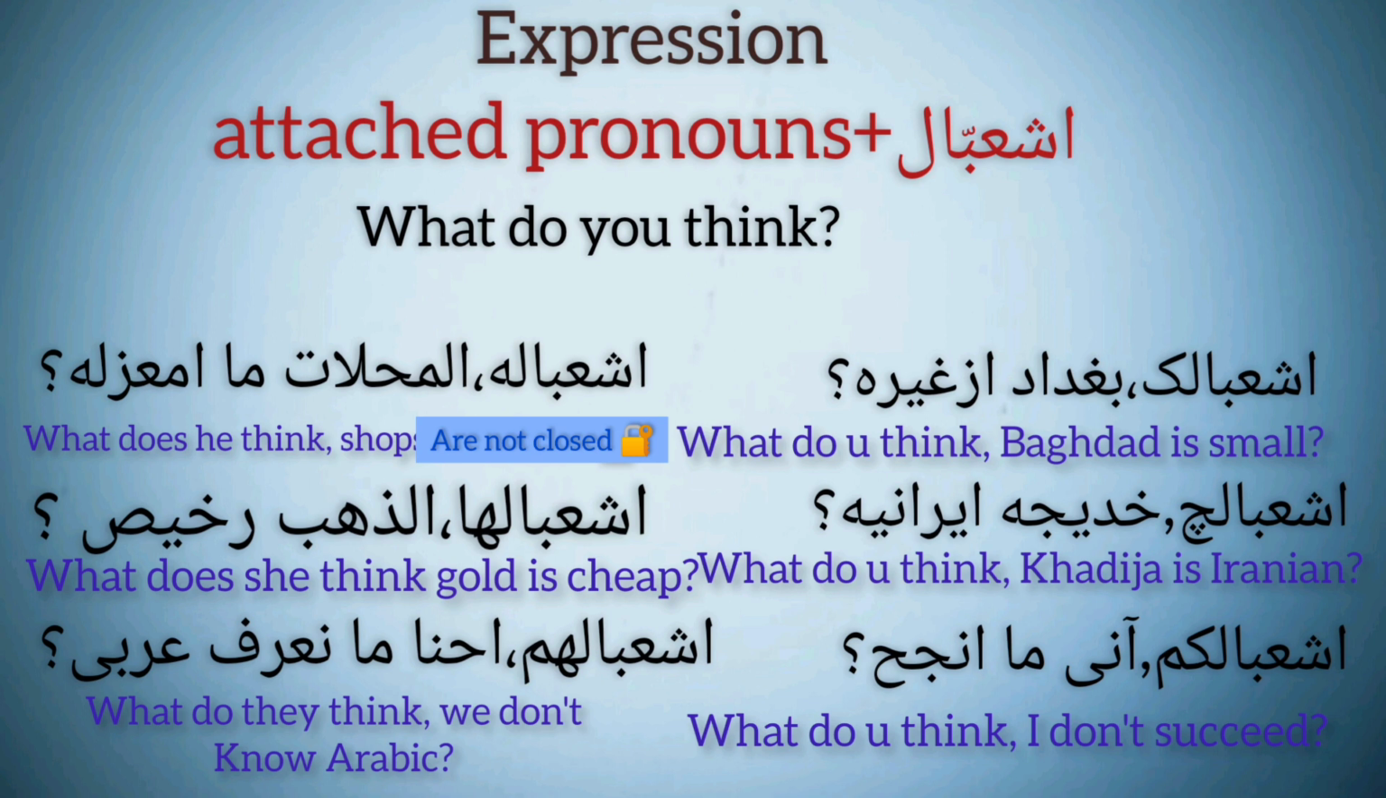المحلات ما معزلة. اشعب بالها الذهب رخيص. What does she think? Gold is cheap. اشعب بالها. ها refers to pronouns. It refers to she. الذهب means gold. And رخيص means cheap. اشعب بالها. الذهب, the gold. رخيص is cheap.